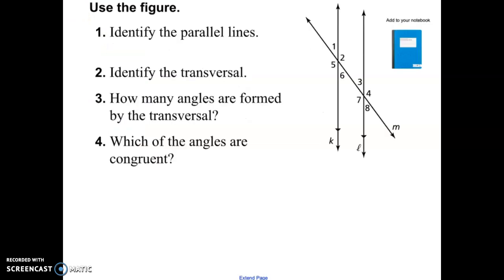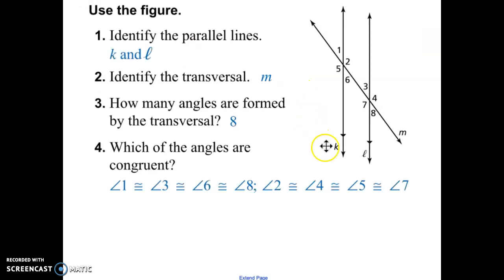Okay, so let's see if we can do this. Let's identify the parallel lines and identify the transversal. So what I want you to do right now is add this drawing to your notebook, and then we're going to talk about those questions. So go ahead and pause again, and then when you have that added to your notebook, go ahead and hit play.